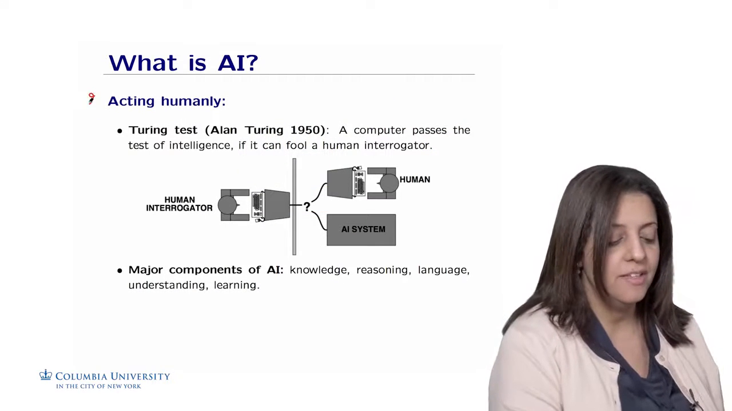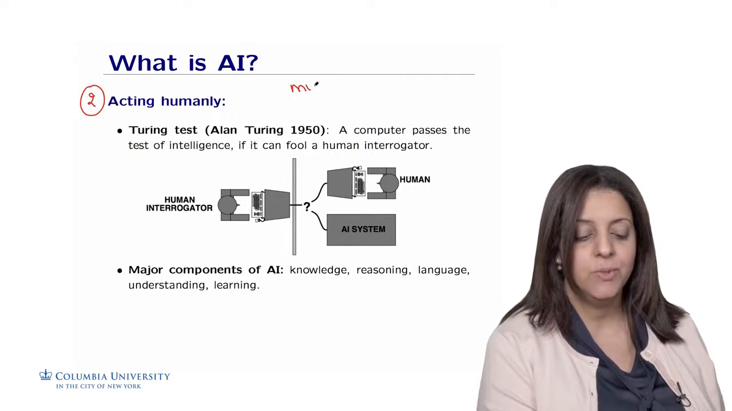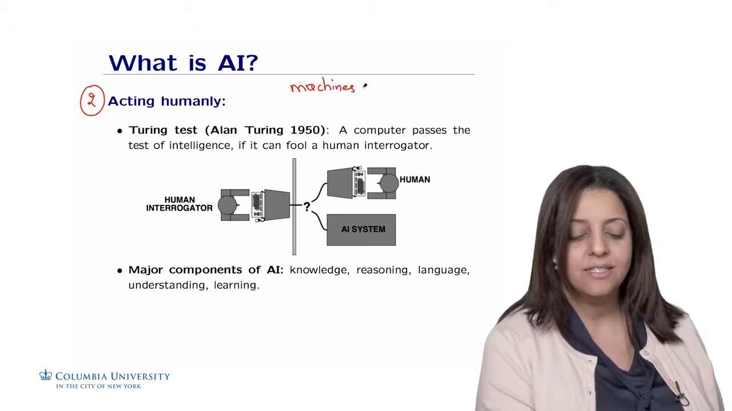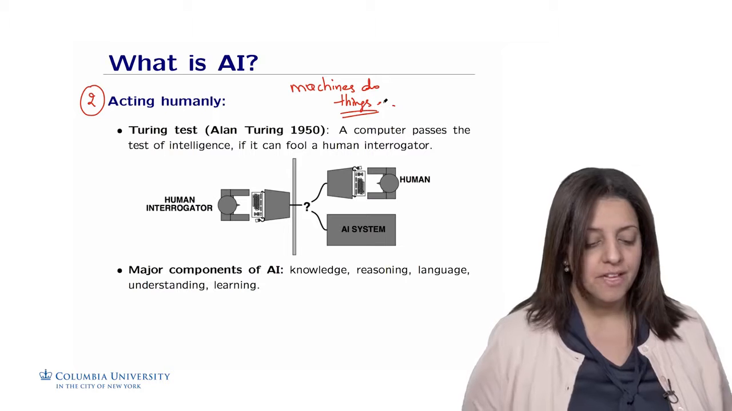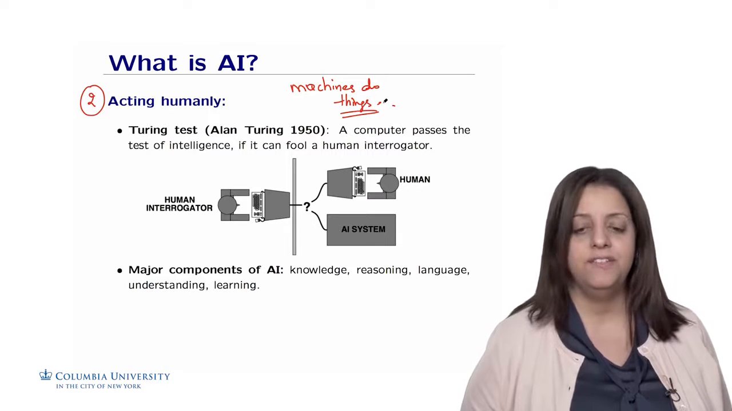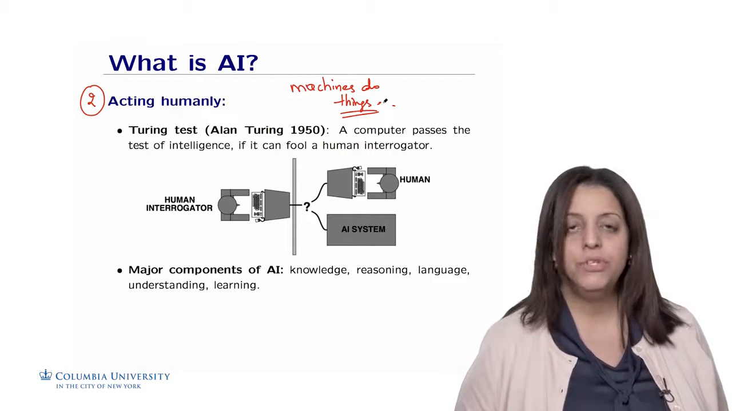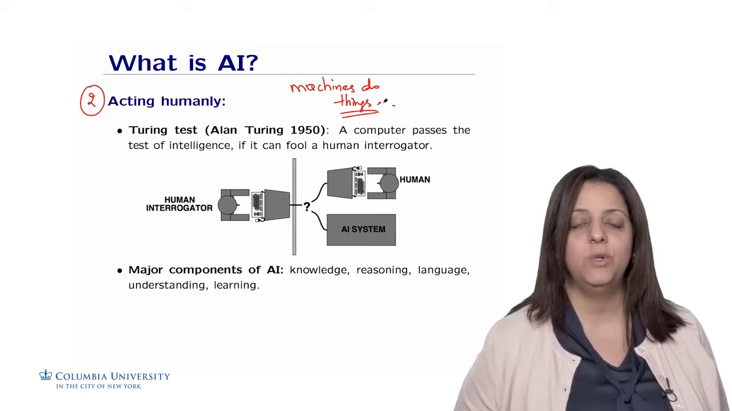The second school of thought is about acting humanly, in which case we want to have machines do things just like humans do things. This school of thought started with Alan Turing in 1950 when he published his paper, Computing Machinery and Intelligence, in which he defined what we call the Turing test, or the imitation game.